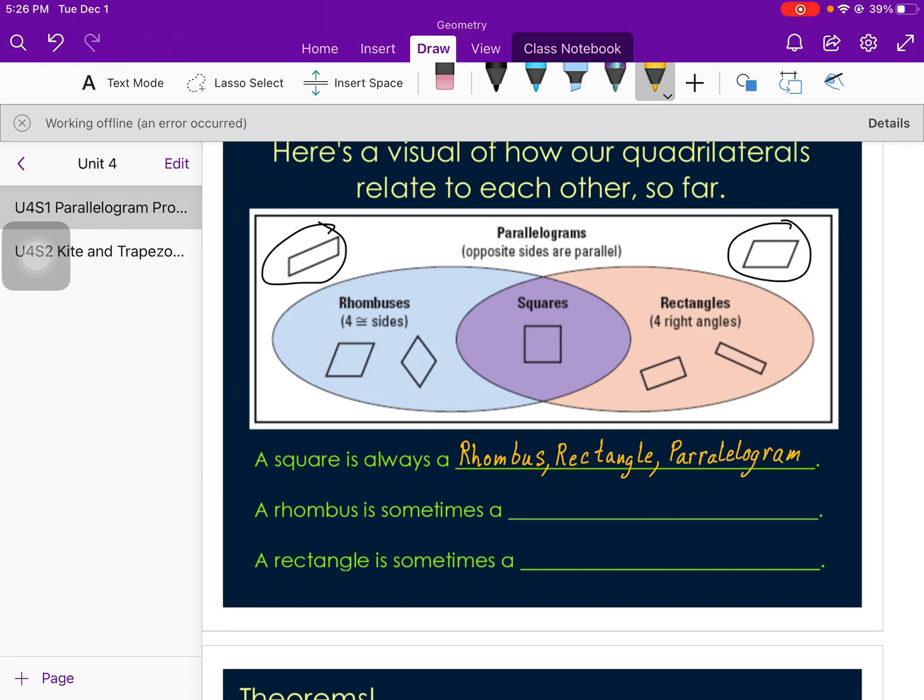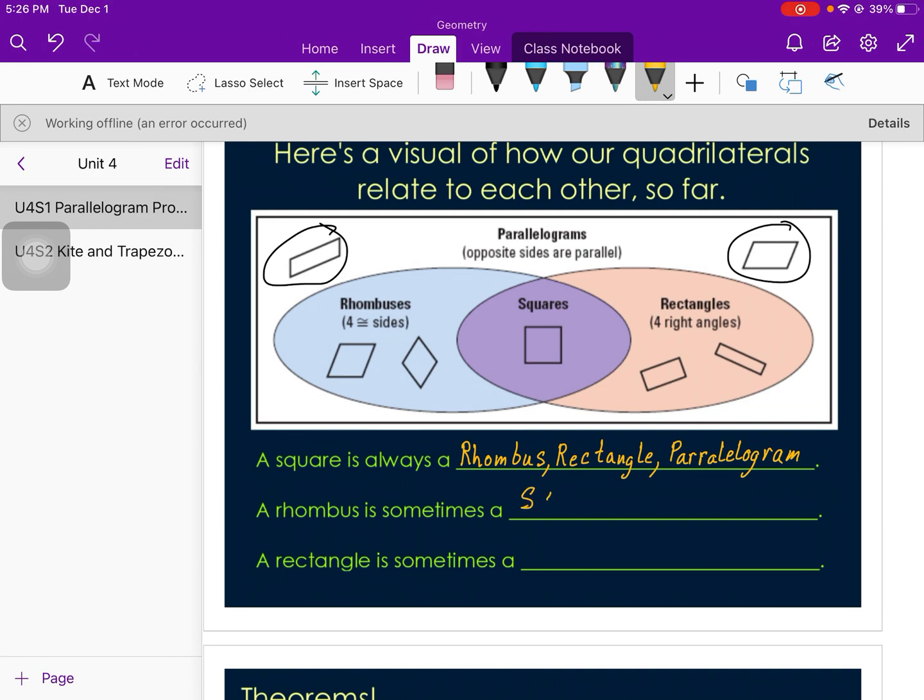And then the last one, I'm not going to write it here, but it's also a quadrilateral because it's a 4-sided figure. And then a rhombus is sometimes a square. You don't have to have a rhombus, since all squares are technically rhombuses. It's true that if a square is a rhombus, it's a square. You can go either way, but you can't go, let's say this example right here. This is definitely not a square.